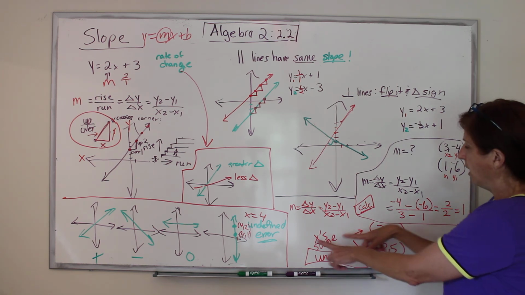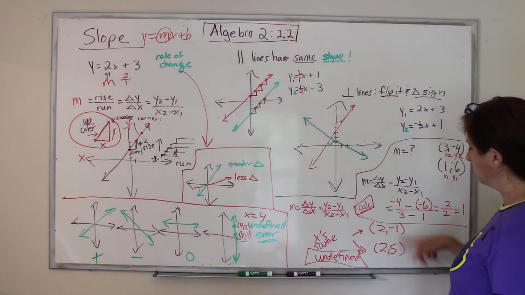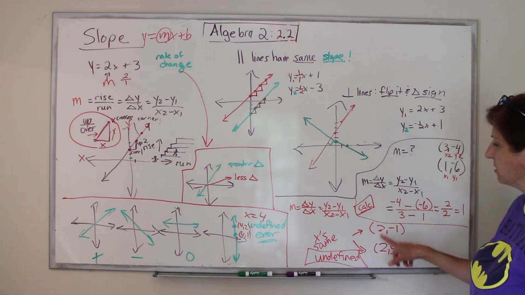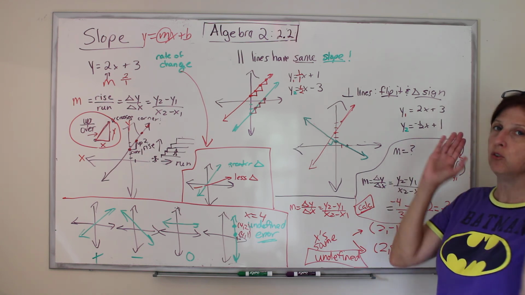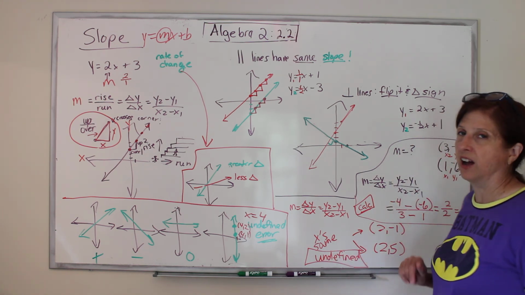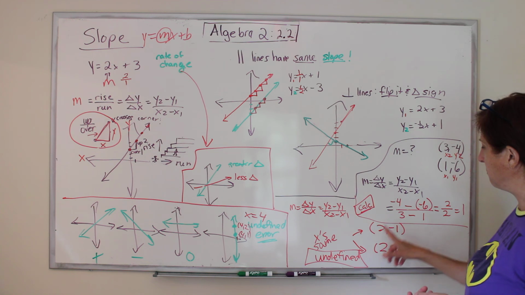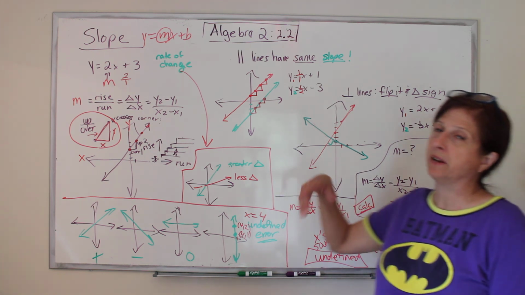Here's another one. You go to label your x1, x2, and you notice the x's are the same. As soon as you notice the x's are the same, you don't do the problem, you write undefined, and you're done, because that means that's going to be a 0 in the denominator, not allowed.